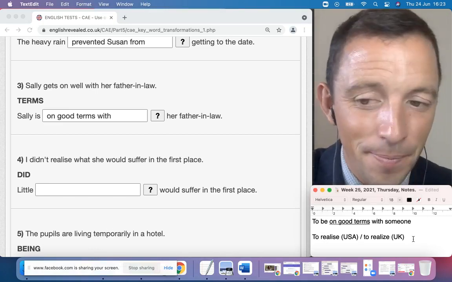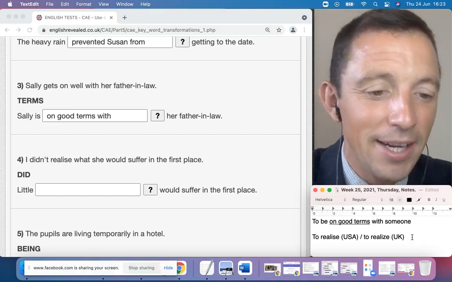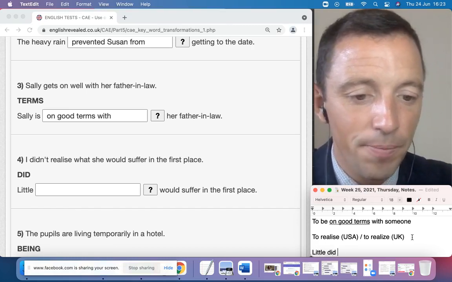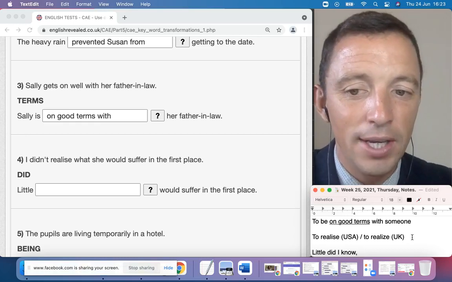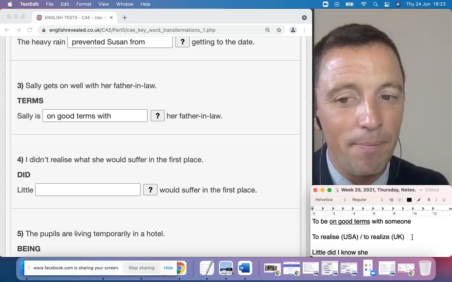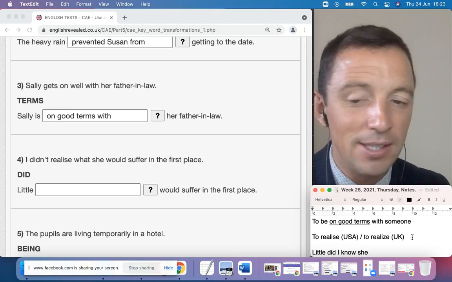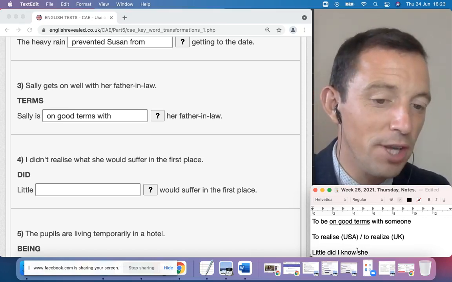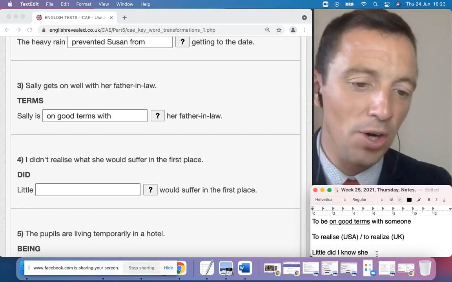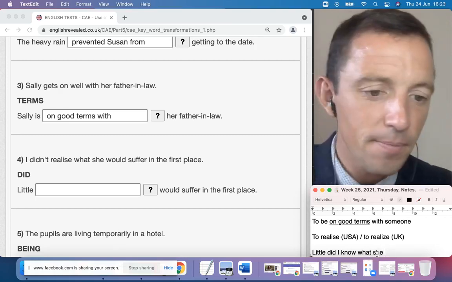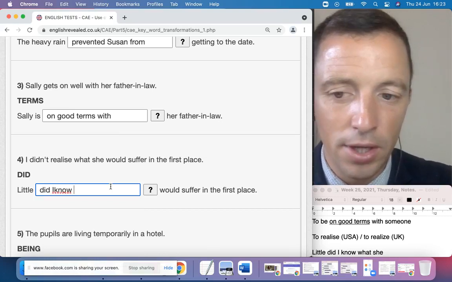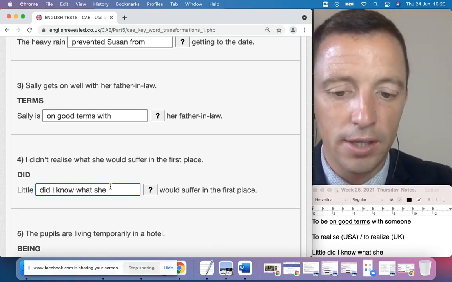And the answer is, again, take your time if you want to try and guess, but we say "little did I know". Okay, little did I know she would suffer in the first place. Yeah, I think that's the possibility. I was going to say how much she suffered, but little did I know she suffered in the first place. Or little did I know what she... I think that maybe is better. Little did I know what she suffered. So I need to write it. Little did I know what she would suffer in the first place.